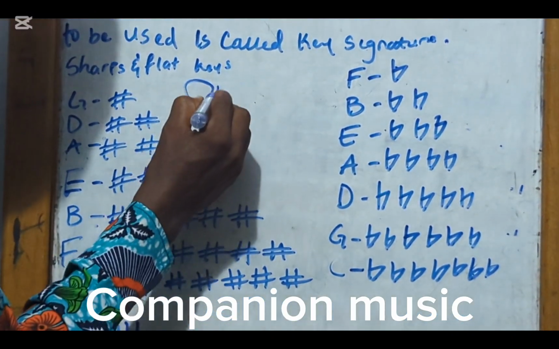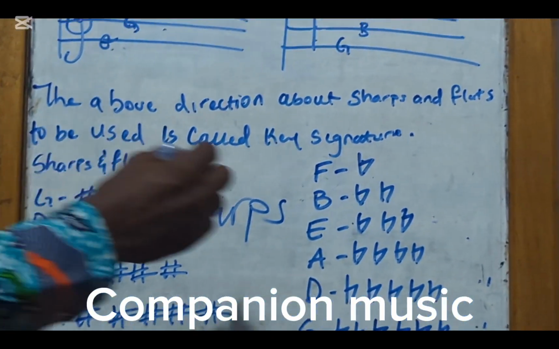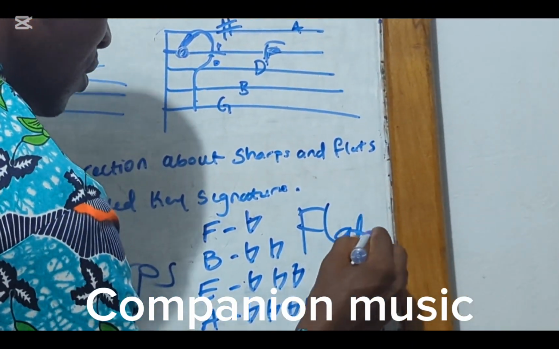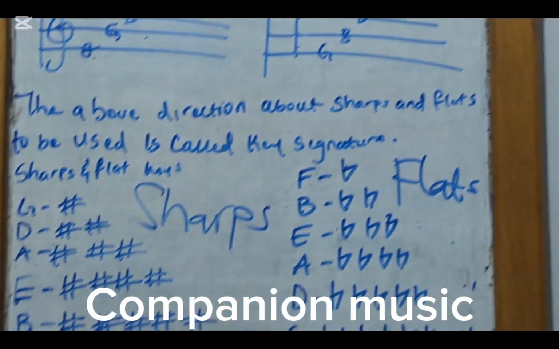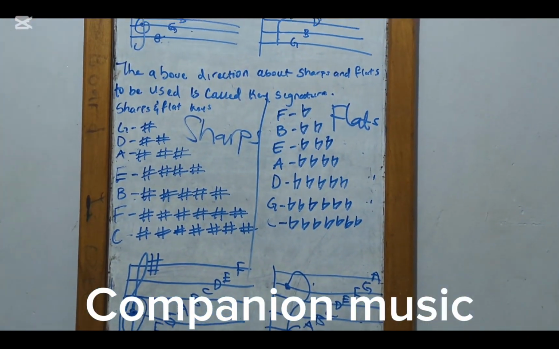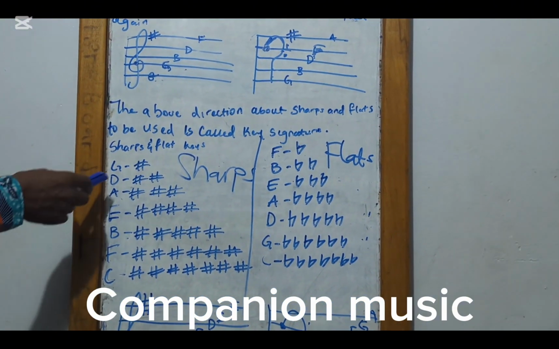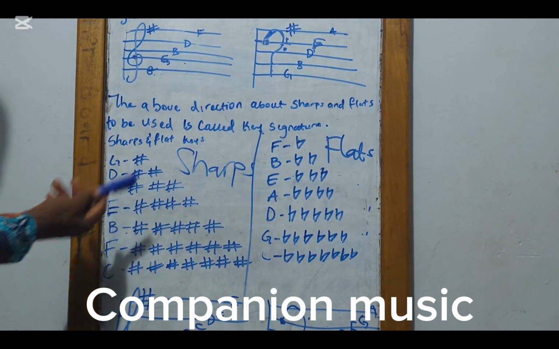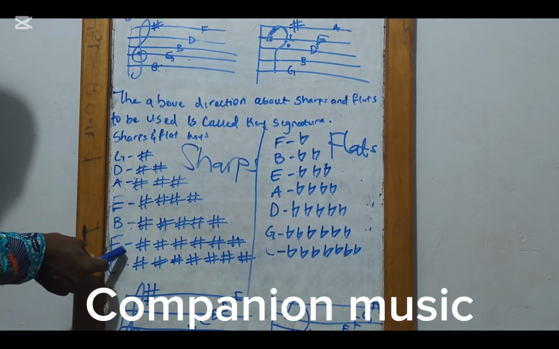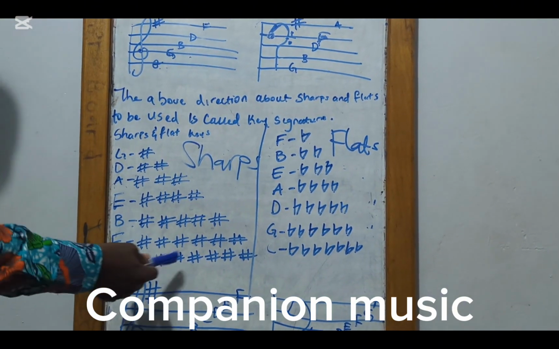Sharp keys and flat keys, demarcated. So we have D, which is 1 sharp, D 2 sharp, A 3 sharp, E 4 sharp, B 5 sharp, F 6 sharp, and C 7 sharp.